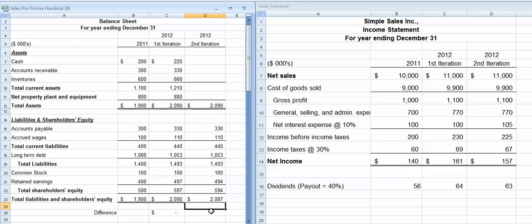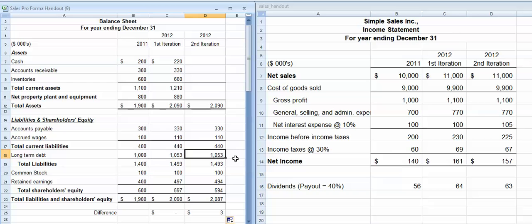We get $2,087. And we can see once again our balance sheet doesn't balance. We're now off by $3. Again, the reason for this is because as debt went up from 1,000 to 1,053, our interest expense went up, which means our net income goes down, which means the change in retained earnings is lower. Retained earnings basically went down by $3, and so that's why we now have a $3 difference.